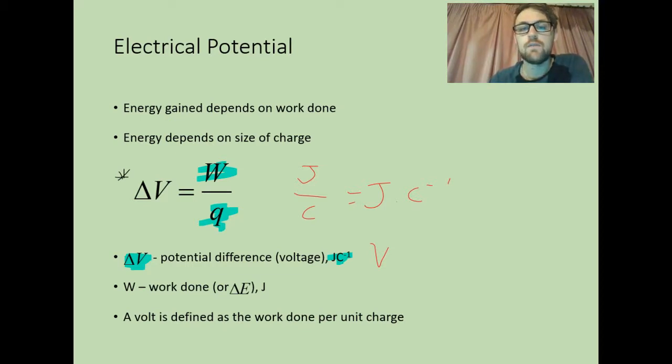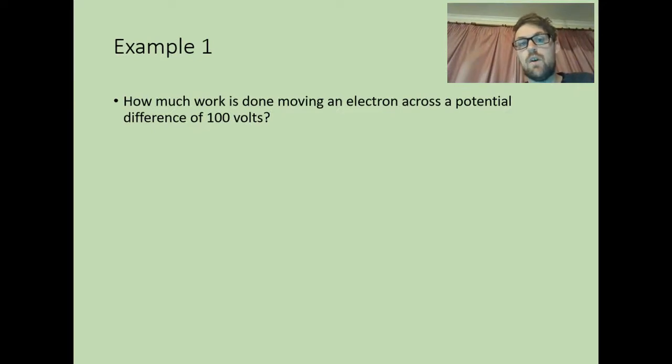Okay, now again from that equation, work done is sometimes represented by this delta E, the change in energy. We're going to just leave it as a W. The unit for that is joules, and 1 volt, so 1 volt delta V, is defined as the work done per unit charge. So let's have a look at an example of this.